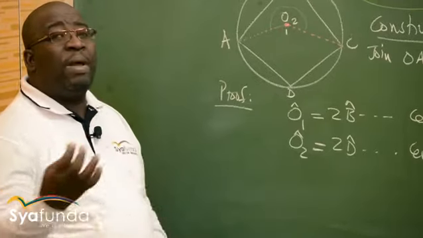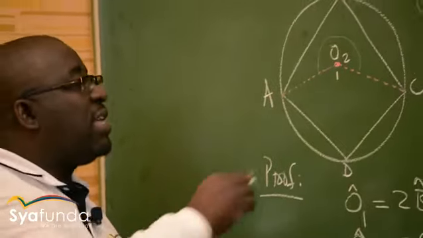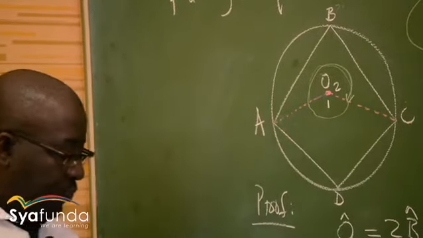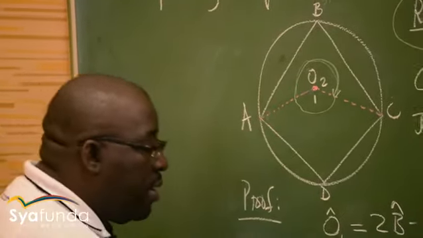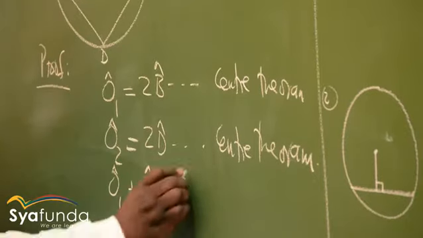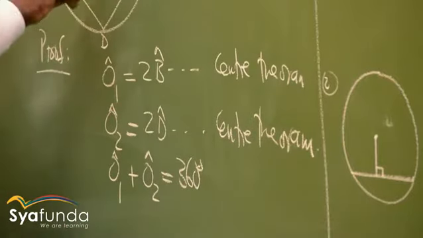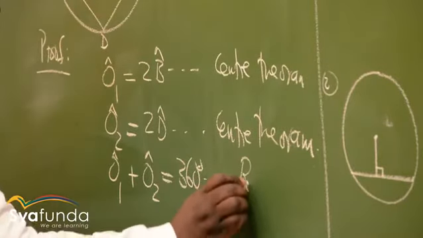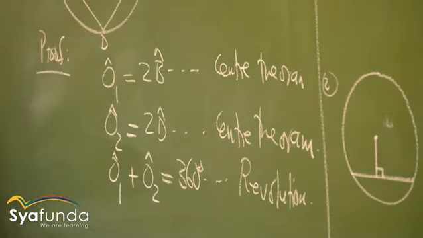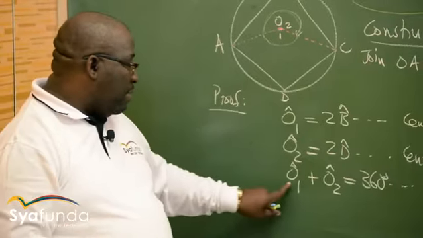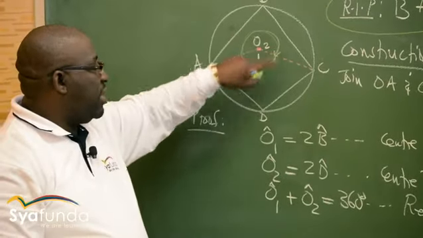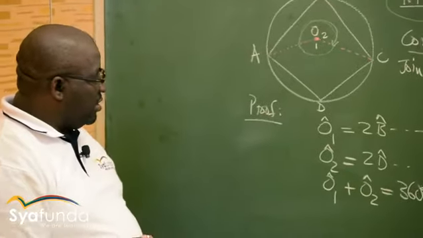What else do we know? If we go back to our grade 8, grade 9, we will know that angle O1 plus angle O2 will be equal to what? Angle O1 plus angle O2 is equal to 360 degrees because I'm revolving around the point. Revolution. So your grade 8, grade 9 becomes vitally important in your grade 11 and grade 12. Angle O1 plus angle O2 is equal to 360 degrees. Yes, I'm revolving around that point, so it is equal to 360 degrees.